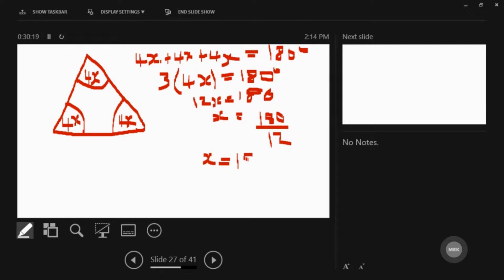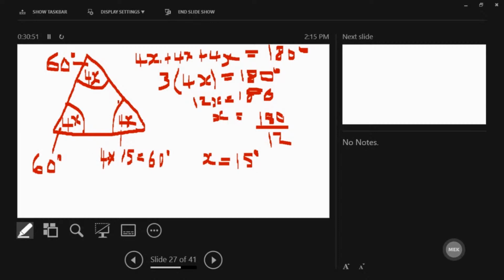But that's not each angle, that's just the value of x. So each angle here would be 4 times 15 degrees, since x is 15. So each angle is 60 degrees, and we should know that already because in an equilateral triangle, all of the angles are 60 degrees. We have 3 60-degree angles. So we didn't even have to work with the 180 this time.